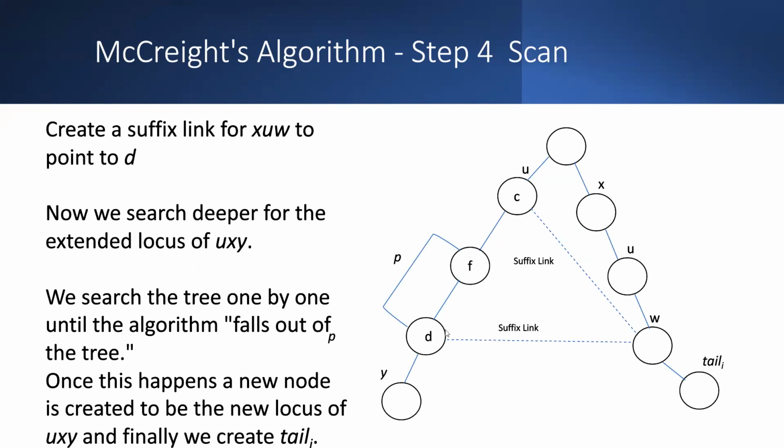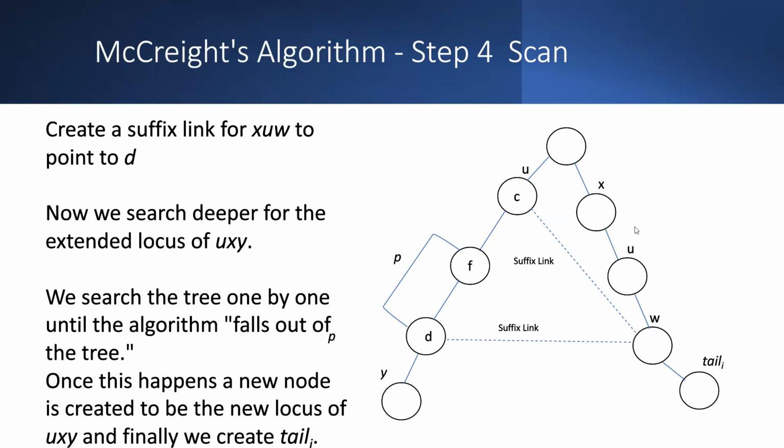Here, if one doesn't already exist, we're going to create a new suffix link for XUW to point to D. So now we have a suffix link that points from D to W. And then we proceed to search deeper for the extended locus of UXY. From D, we're going to keep searching down one by one, left to right, until we find Y and we fall out of the tree. In this case, we find it here, we go back to W, and then we create a new tail I. And that's the end of our algorithm.